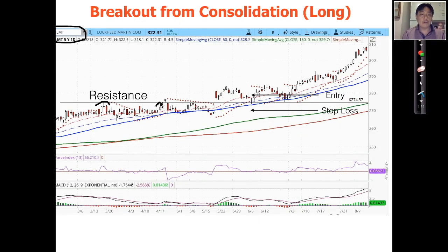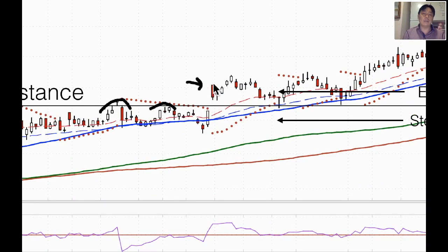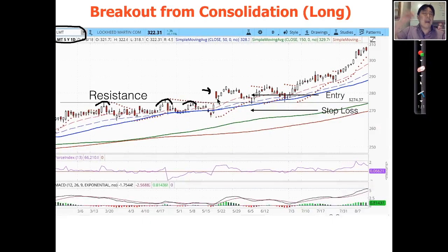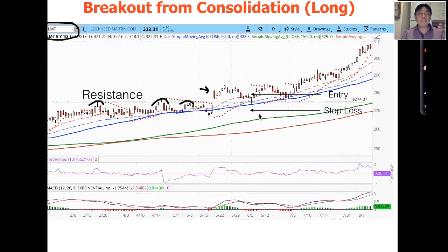So there's a test 2, there's a test 3, and over here it breaks out. But this breakout candle is not convincing because it's a bearish candle, number one. Number two, it kind of like gaps up. So it's, again, far from the moving average. It's a bit risky to enter at that point of time. So we don't enter here.